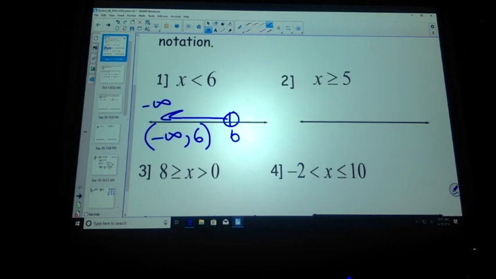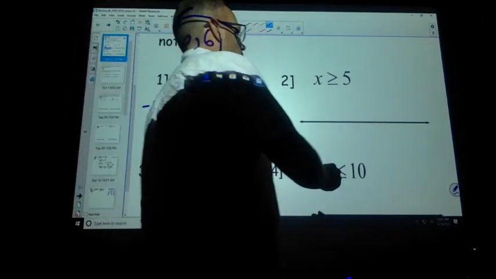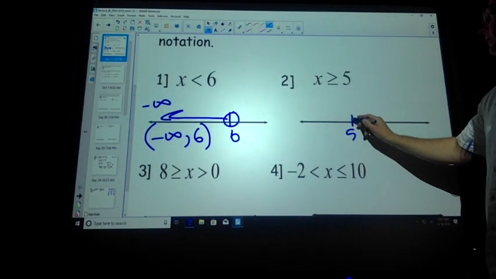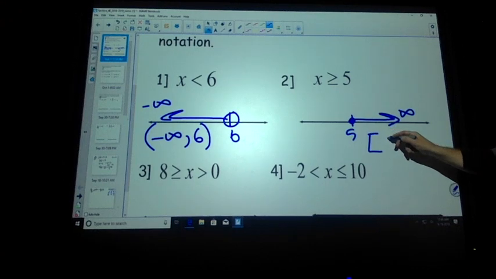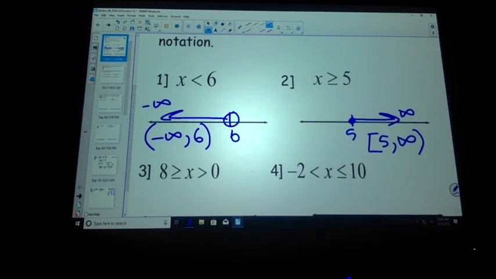The interval notation is the fun way of doing it. We don't necessarily always graph. All right, ready on the next one? I have a 5. Solid dot. Shading this way. Still with me? This goes to infinity. This is now a square bracket from 5 to infinity. Why did I use a square bracket? Because it was equal as well. That's the interval notation.